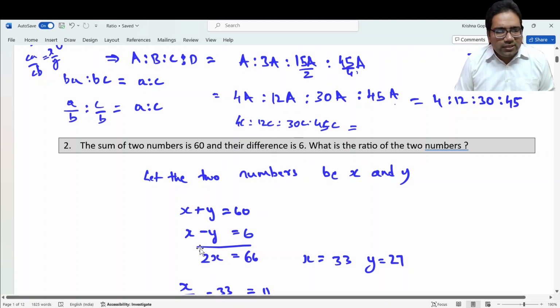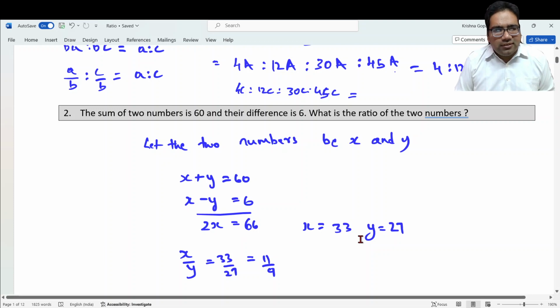So y and y will get cancelled. 2x equal to 66. x equal to 33. y will become 27 because x minus y is equal to 6, that means y equals 33 minus 6, which is 27. So what is the ratio of the two numbers? x by y equal to 33 by 27. 3 will cancel in both of the cases. 11 by 9. Okay, this is also an easy problem.